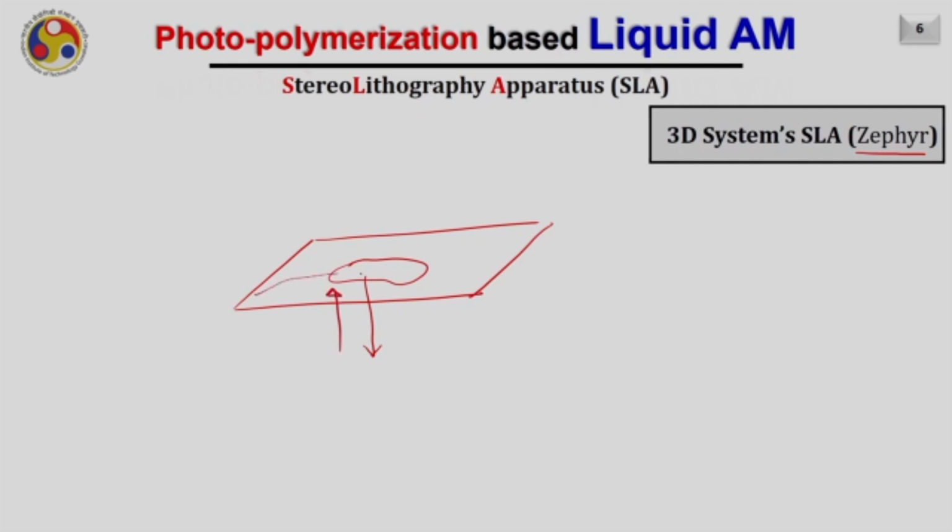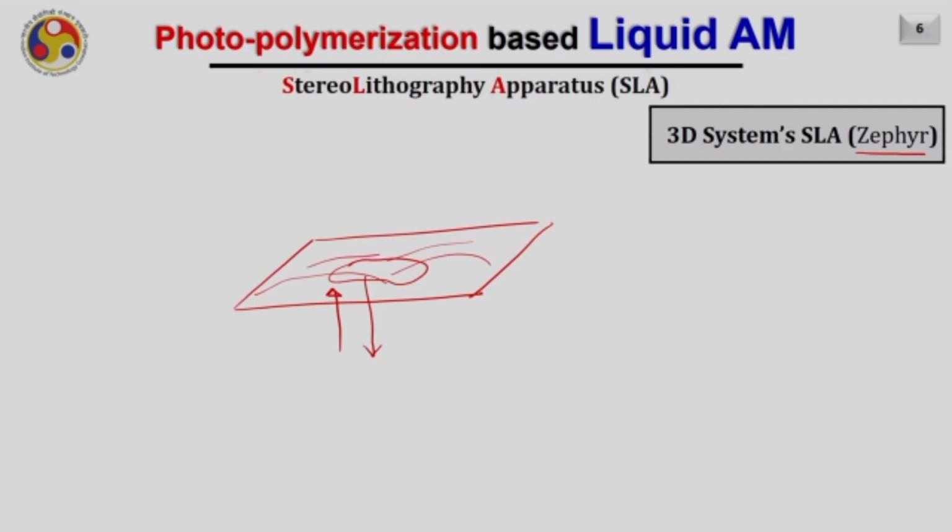Now, in the case of 3D Systems SLA, where a Zephyr is used, the only difference is that the liquid material is not spread by deep dipping. Deep dipping means there is a part here which got cured, it goes down by a certain amount and then rises up to a certain amount, and then the new liquid layer flows over it. That is the deep dipping.